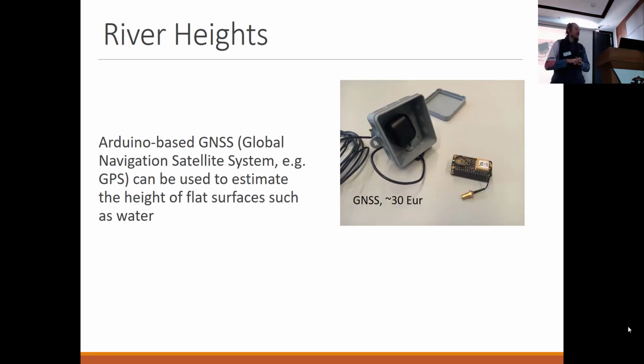So the first thing we wanted to measure was river heights. And so this GPS that I passed around, right? This is just this little antenna and the little GPS chip. The reason we used this was, there's basically two main reasons to use this data, the GPS data.